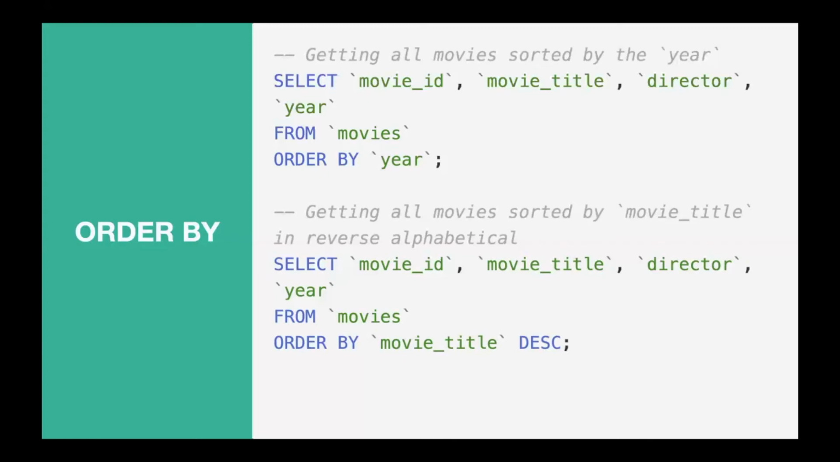I have one question. If we do not use the order by, does it by default give us all the values directly, like the top 10 values, or does it still order by something like the first column, like movie ID?